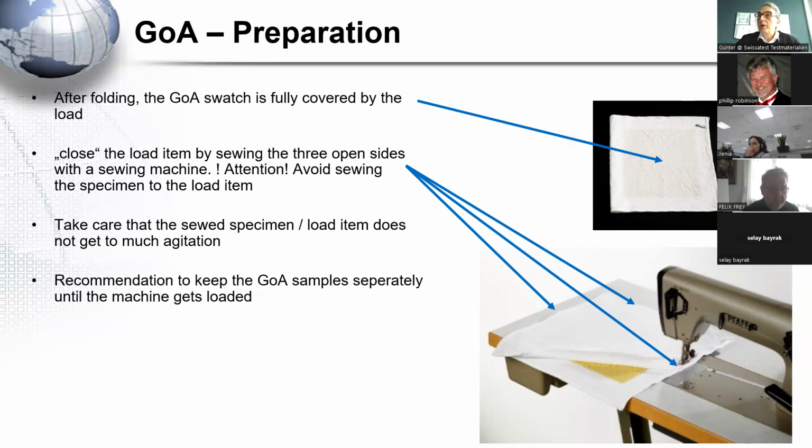Close the load item by sewing the 3 open sides with a sewing machine. Attention, don't sew the specimen to the load item, and take care that the sewed specimen or the load item does not get too much agitation and too much mechanical movement at this stage. I really recommend to keep the GoA samples separately until the machine gets loaded. Don't put it together with the other load items and fold it and then move it. We always keep it separately and put it together with the rest of the load when the machine gets loaded.